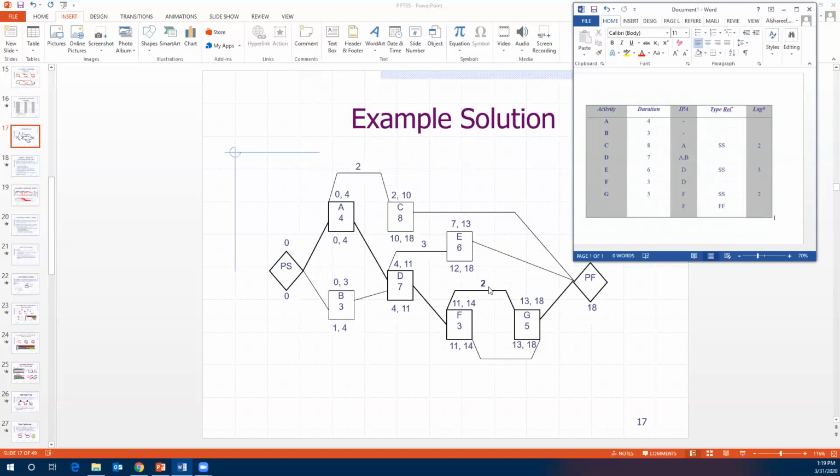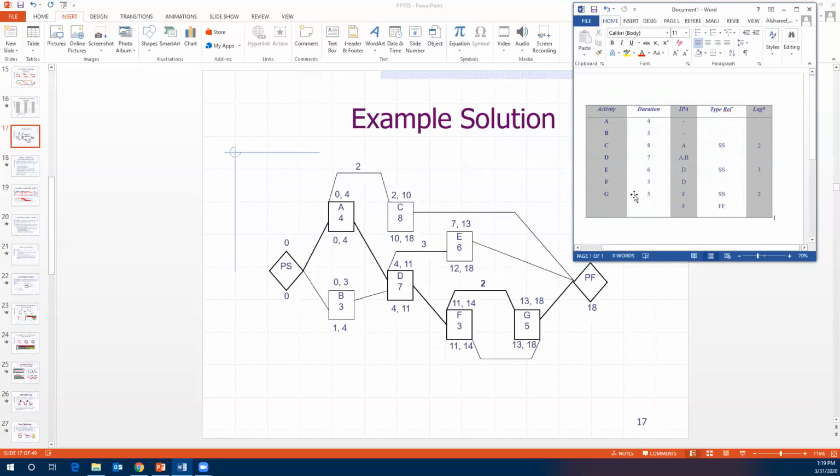Then we have F with a duration of 3, and it is dependent on D. So for that, we have F with a duration of 3, early start 11, and early finish is 14.